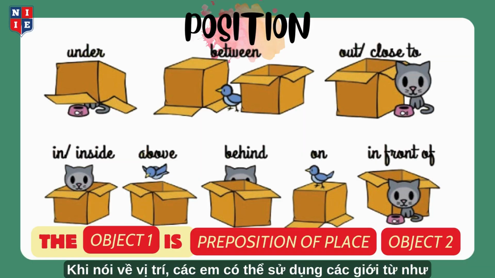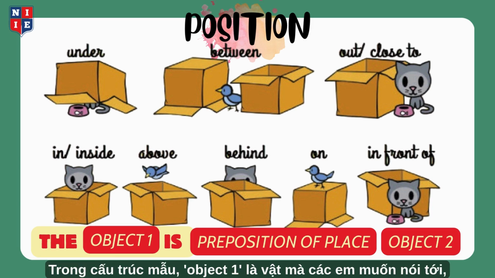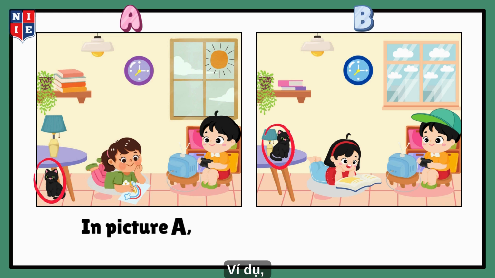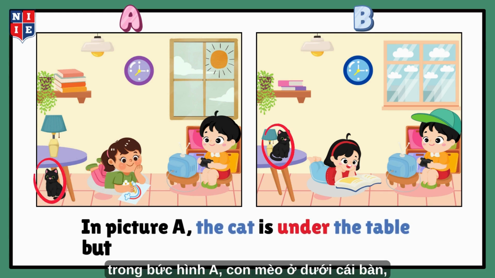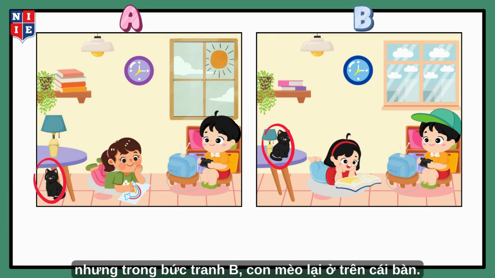When talking about position, you can use prepositions like on, under, between, in front of, behind, to show where one object is in relation to another. In the sample structure, Object 1 is what you're describing, Object 2 is the thing or person it's related to, and preposition of place is the word that tells where it is. For example, in picture A, the cat is under the table, but in picture B, the cat is on the table.